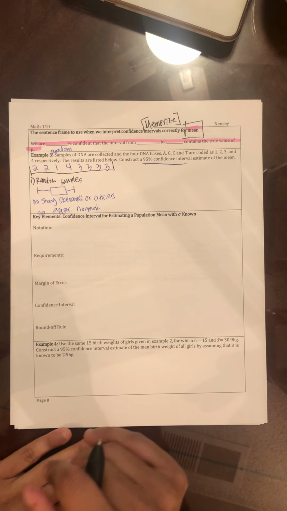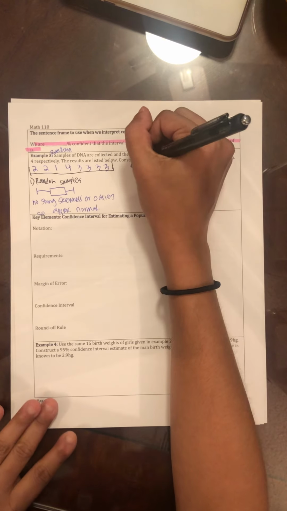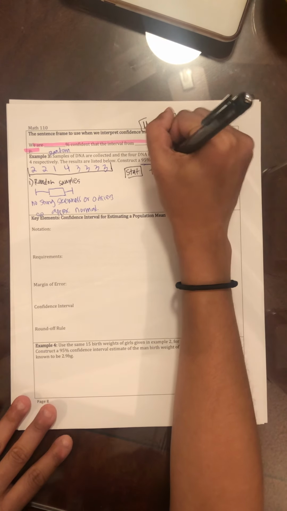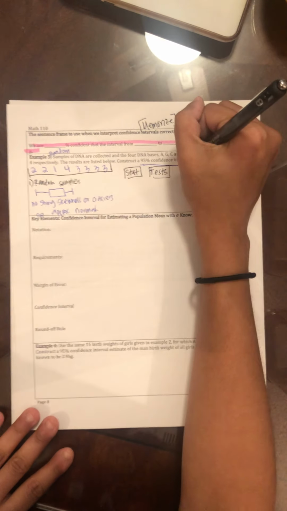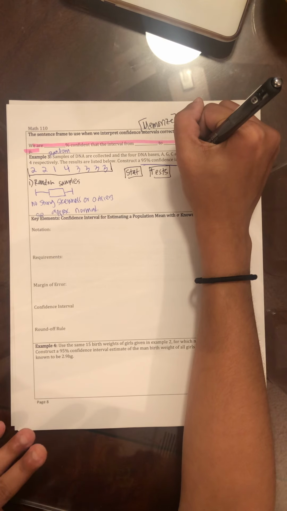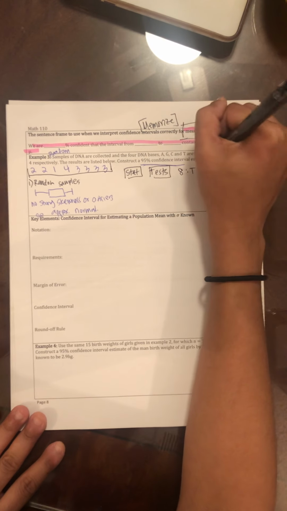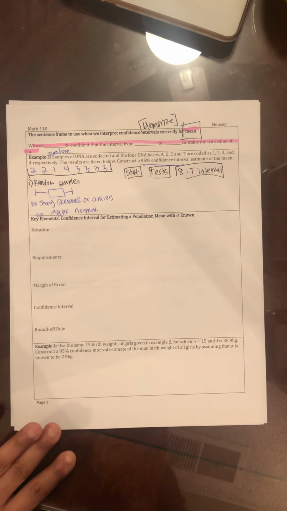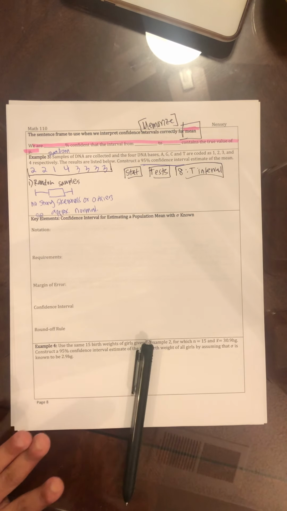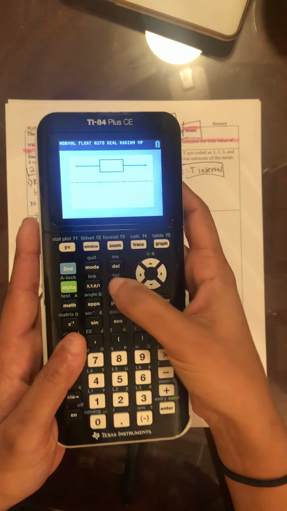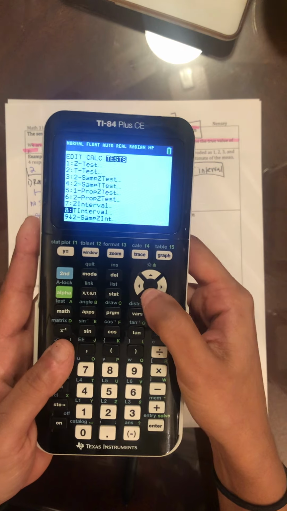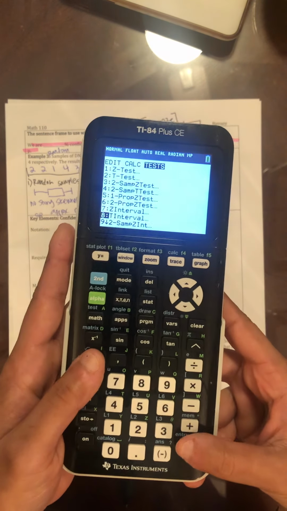So the first thing you need to know is what test to do. You're gonna go to stat, and then you're gonna go to test. And then instead of using 1 prop z interval, we're gonna use T interval, because that's essentially what we're doing. And I'm writing 8 because it's 8 for me. It might not be 8 for you. So you're gonna go to stat, tests, and you're gonna scroll down to number 8, which is a T interval.